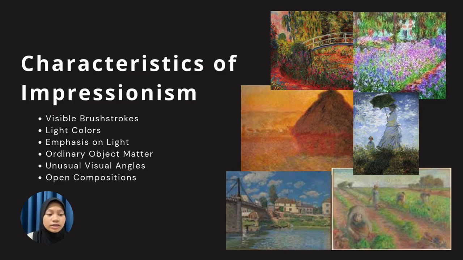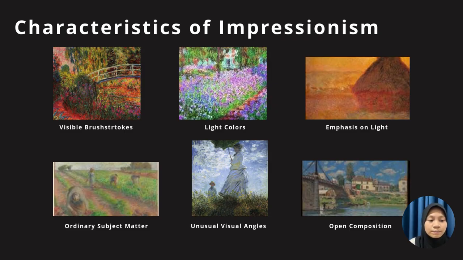Now, there are several key characteristics of Impressionism. So these characteristics show how artists changed the way painting was done. First, we have the visible and quick brush strokes instead of smooth blending. So this made their paintings look more lively and dynamic. Second, they used light colors, often placing them side by side so the viewer's eye blends them naturally.